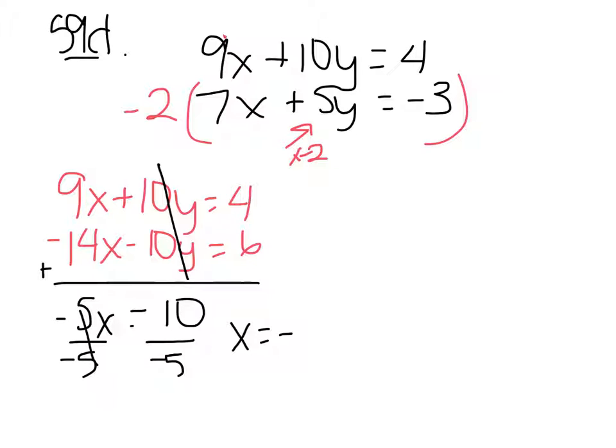I think I missed a number. Oops, wait. Sorry, this should be 14. So this should be 20, sorry. So 20 divided by negative 5 is negative 4.